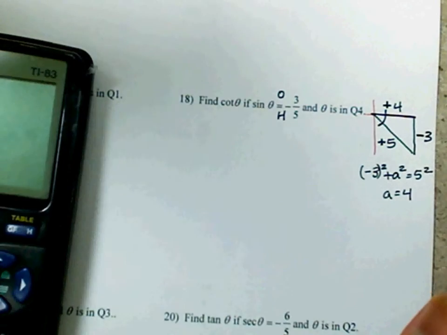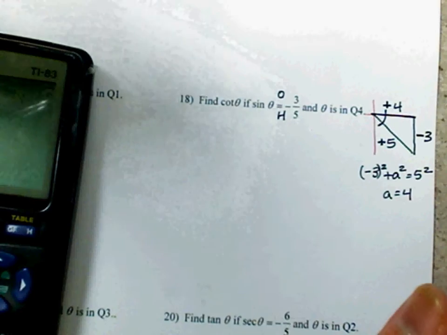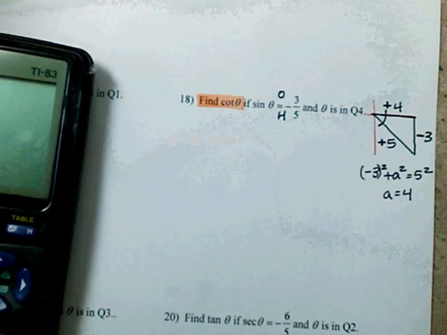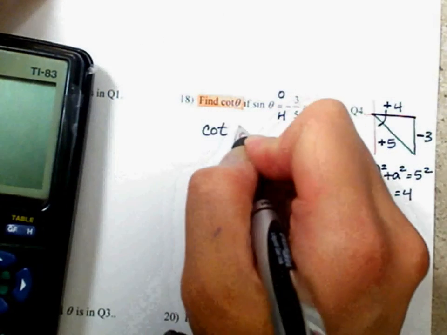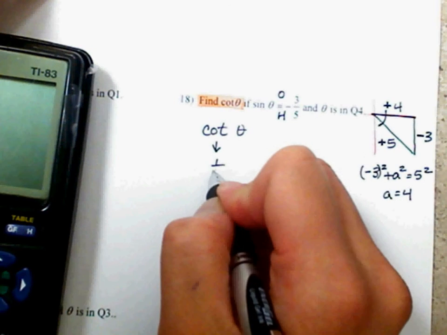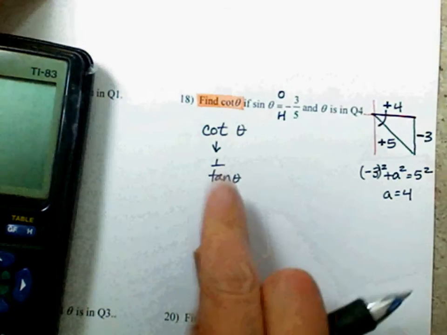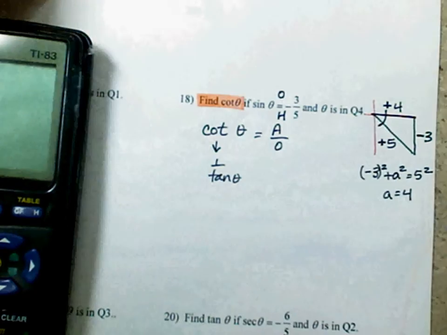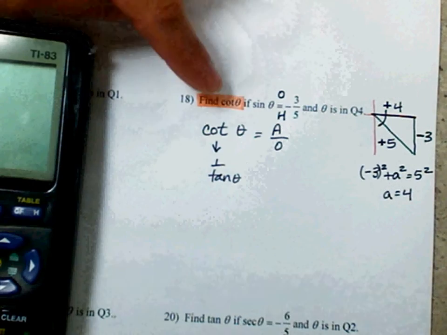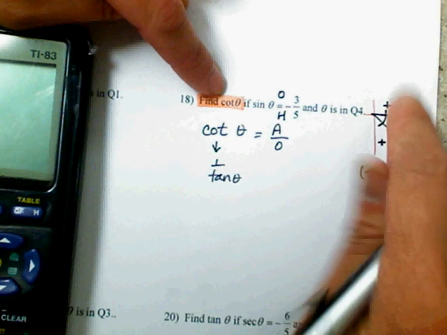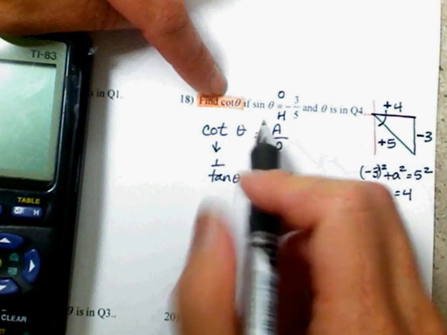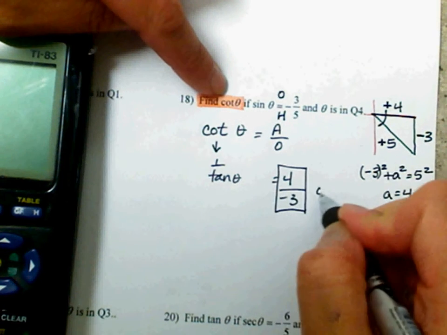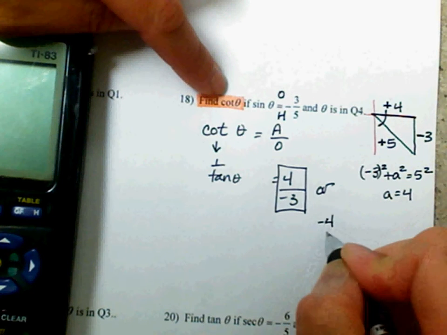Okay? Now that you have that, let's go find our cotangent theta. Cotangent is a reciprocal of 1 over tangent theta. So if tangent is opposite over adjacent, cotangent has to be adjacent over your opposite. See the reciprocal? Therefore, what is your adjacent? Adjacent is 4 over your opposite. What's your opposite? Negative 3. You can leave your answer like this, or you can float your negative up, so it'll be negative 4 over 3. These two are exactly the same answer. Okay?